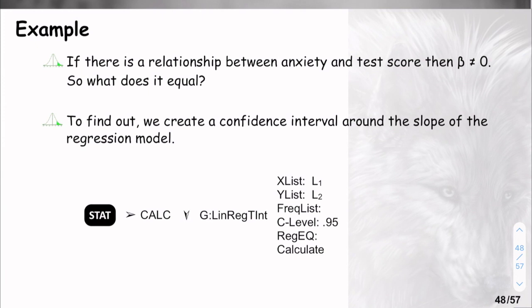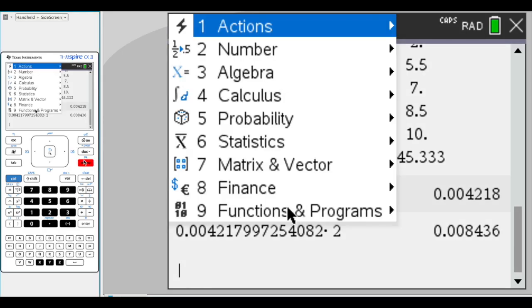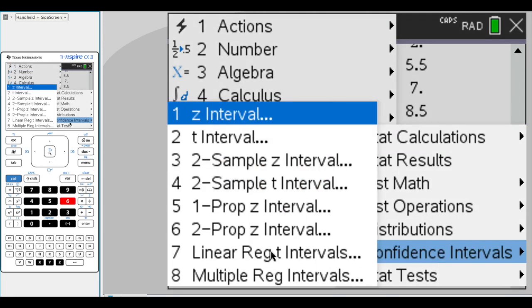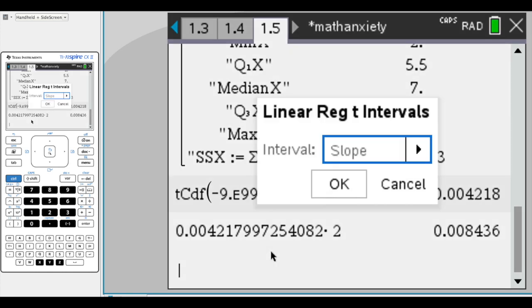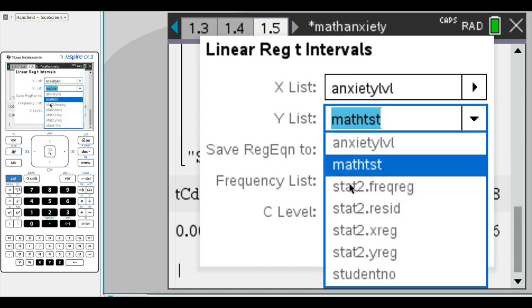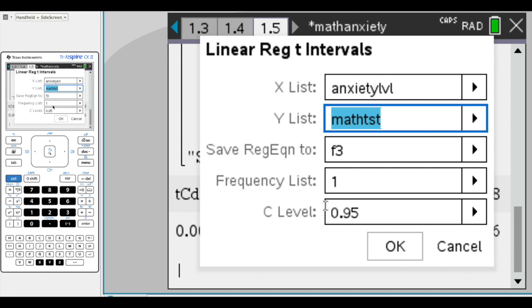So what does it equal? We're going to use a confidence interval on our calculator. So now we go to menu, 6 for statistics, and now 6 for confidence intervals, and we're going to do a linear regression t interval. We're going to do slope in our case, with our x list being anxiety and our y list being math test scores. We have a 0.95 confidence level.